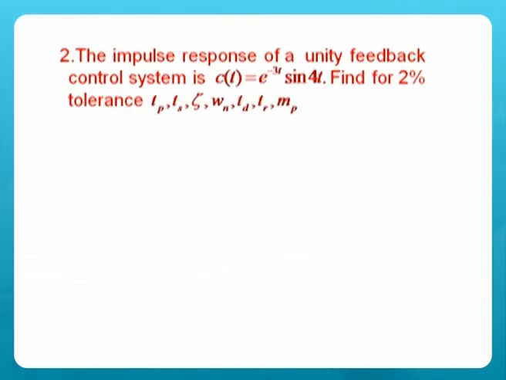Second problem: the impulse response of a unity feedback control system is given by C of t. It consists of the exponential term e power minus 3t and sine 4t. Again it is given here a 2% tolerance band. You are expected to calculate all the time domain specifications: peak time, settling time, damping constant, undamped natural frequency, delay time, rise time, and peak overshoot.